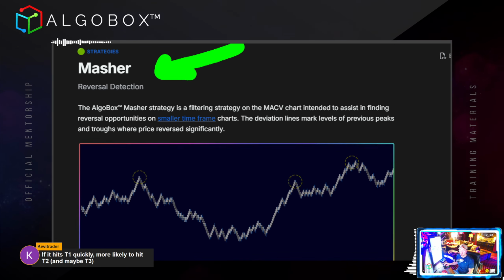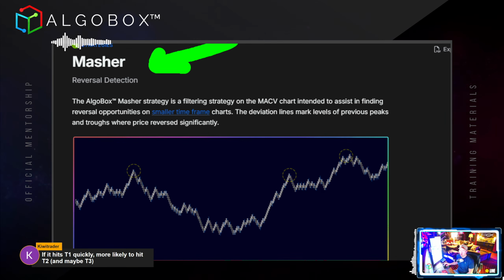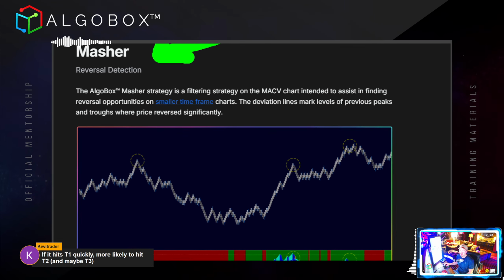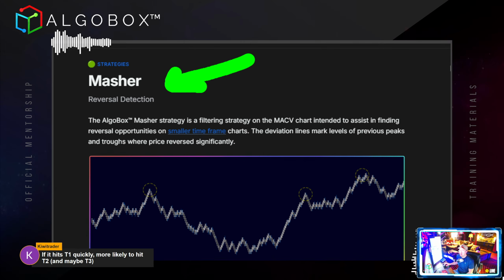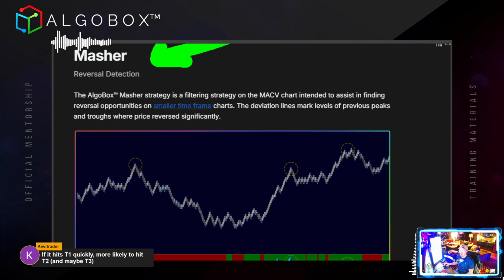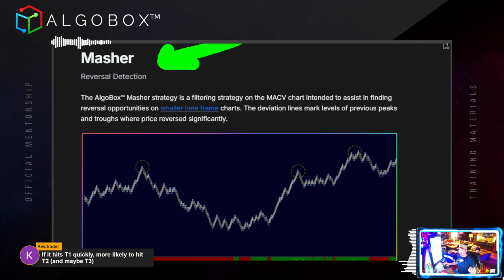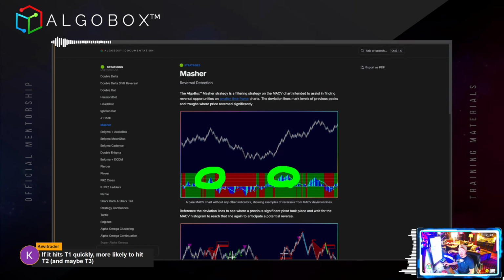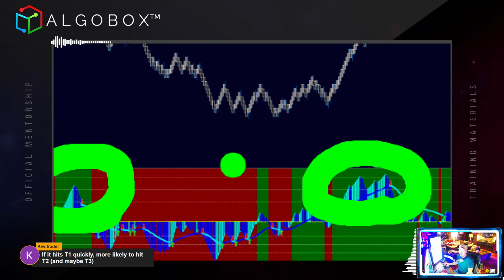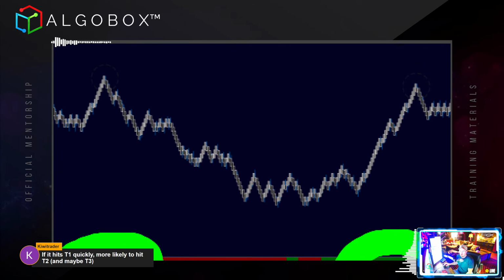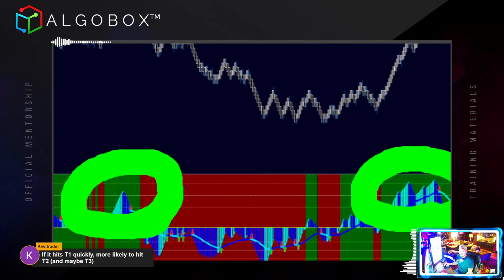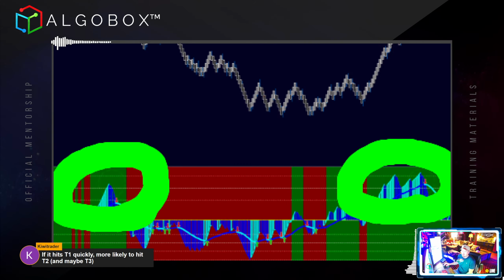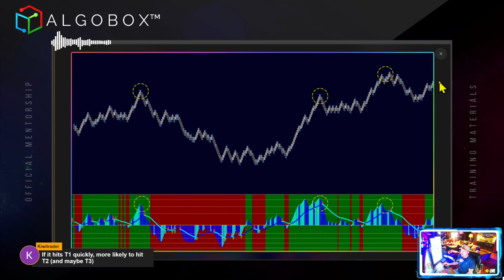The Algobox masher strategy is a filtering strategy on the MACV chart intended to assist in finding reversal opportunities in smaller time frame charts. The deviation lines mark levels of previous peaks and troughs where price reversed significantly prior, and now I want to see it come back to that area again. Not like a pivot check where you're just looking for a standard support resistance pivot. We're talking about pivots that show up on the histogram that can kind of be hidden in there, but will also show you at different levels that are not up there on the price themselves, but are down here in the histogram of the MACV. All right, so it's like, what is he talking about? Let's get into it and take a look.